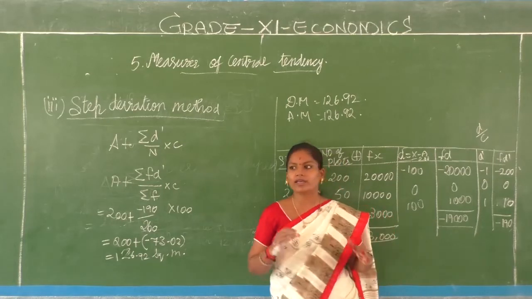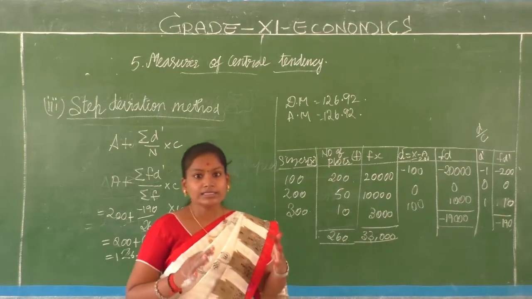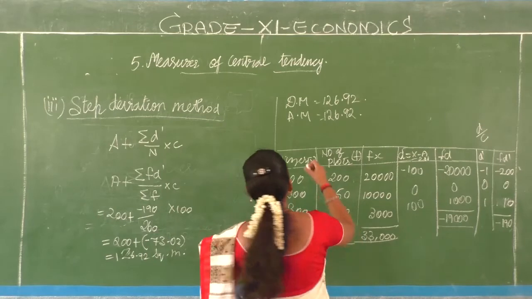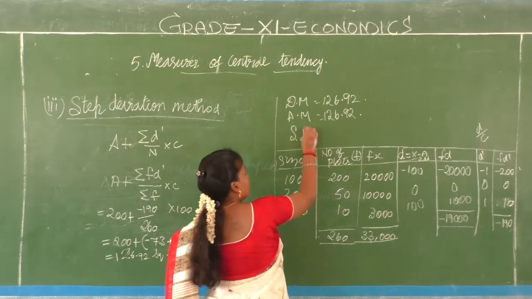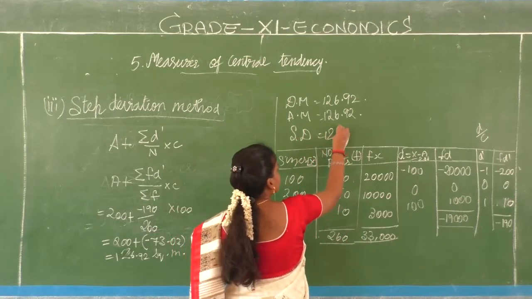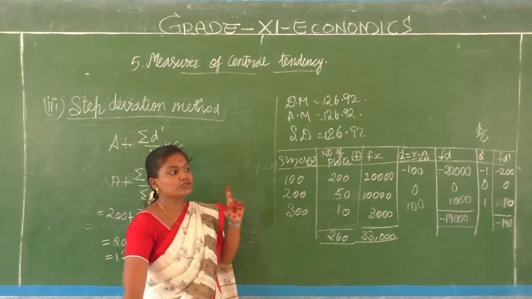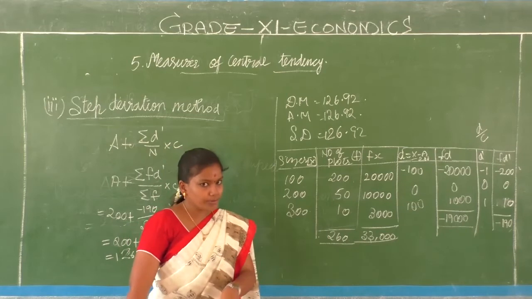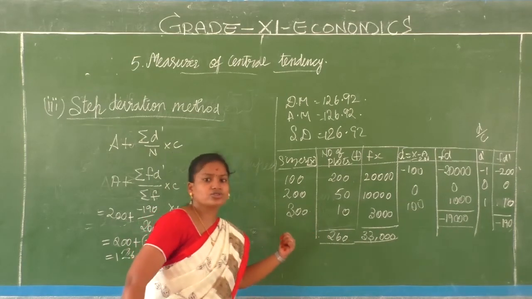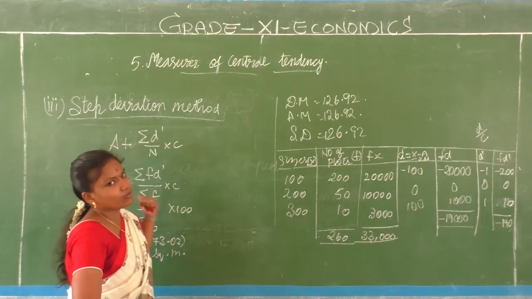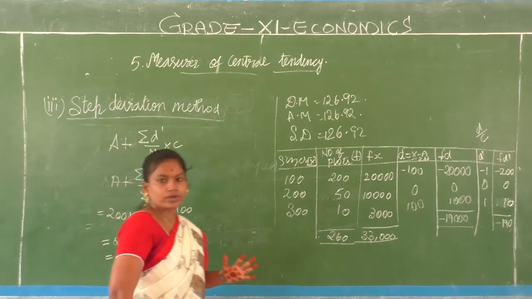Even in one method, if you get a different answer, that means you have done a mistake somewhere. Okay? In all three methods, what have you got, children? 126.92 square meter. In your book, they have not given the calculations of these two methods. I want you to work it out in your classroom.